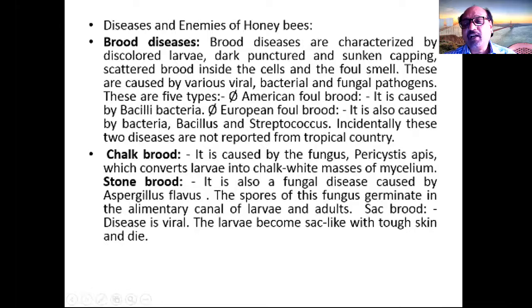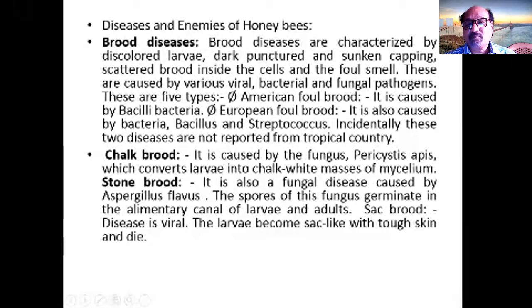How do we identify whether the bees are diseased or suffering from any trouble? The symptoms are discolored larvae first, then dark, punctured, and sunken capping. When the cells are capped at the time of pupation, the cap is sunken and punctured, with scattered brood inside the cell and a foul smell. These are caused by various viral, bacterial, and fungal pathogens.